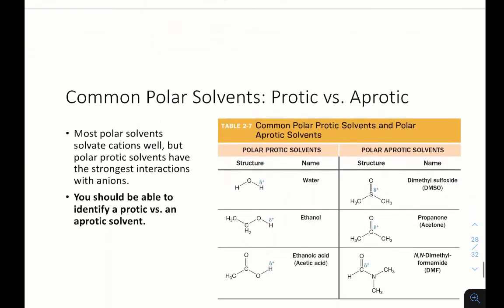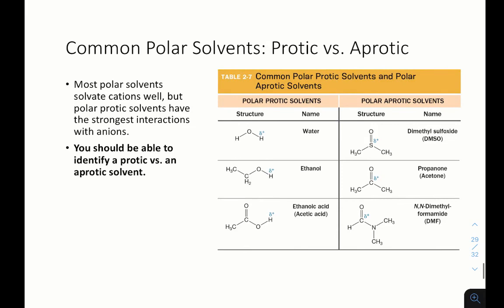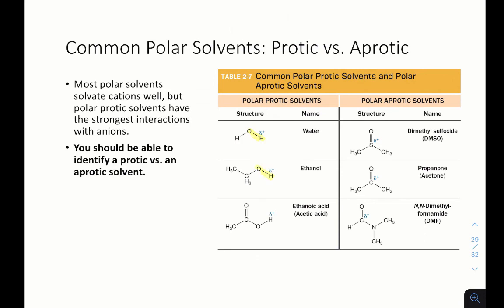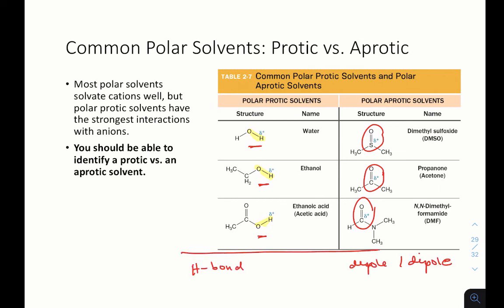You should be able to distinguish between protic and aprotic solvents. Again, protic solvents have the polar XH bond. Aprotic solvents do not. They're still polar, right? There's still a polar bond here. They just do not have the superpolar OH bond. And of course, the consequence of that is the type of intermolecular forces that these molecules make with themselves as well.